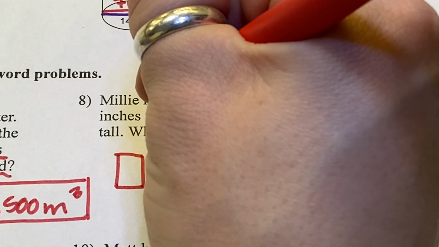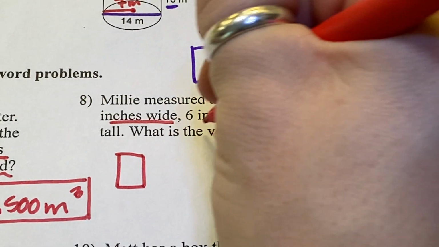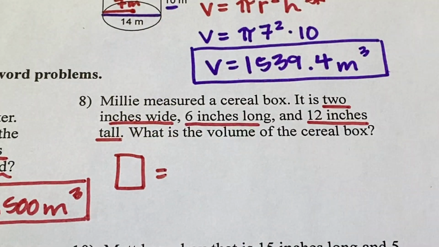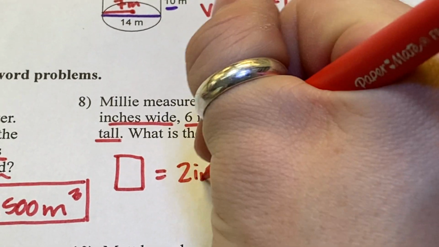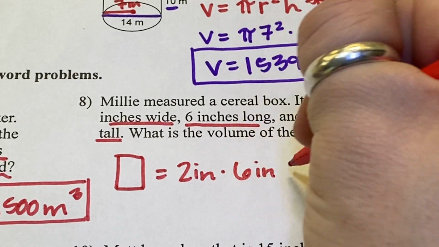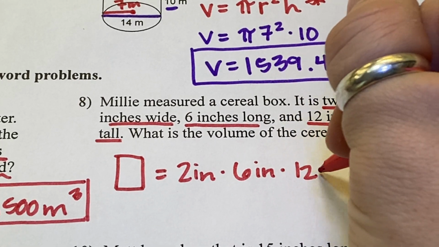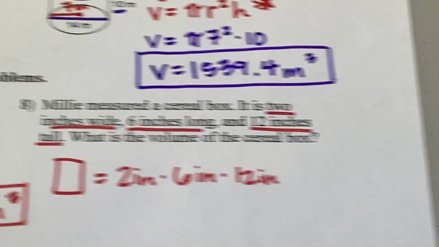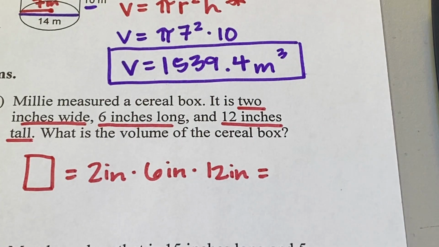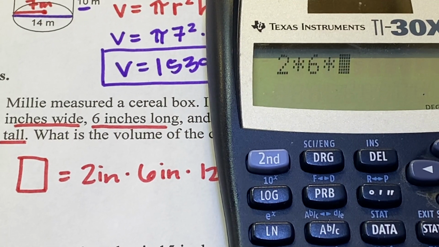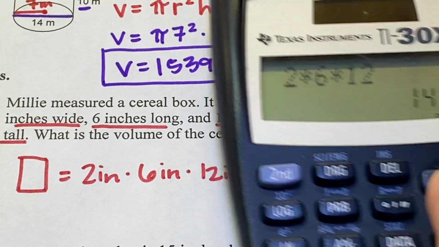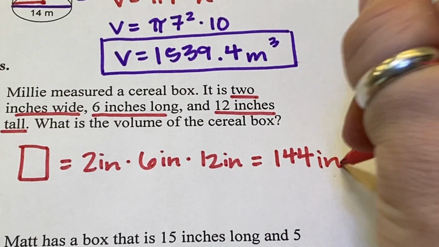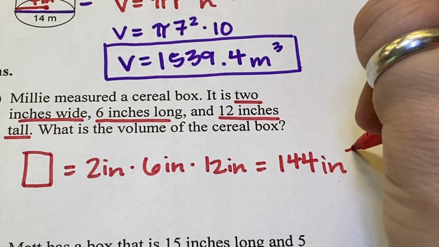It is 2 inches wide, 6 inches long, and 12 inches tall. This is kid stuff, you guys. We got 2 inches for my width, times 6 inches for my length, times 12 inches for my height. Does it matter which order I multiply them in? Nope. So let's just multiply it. We got 2 times 6 times 12, which gives me a total volume of 144 inches what? Cubed.